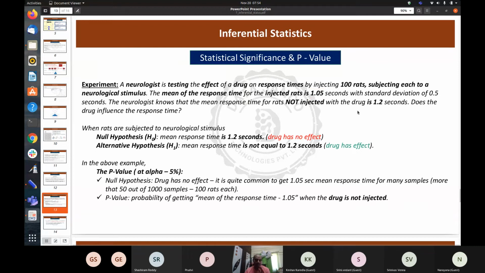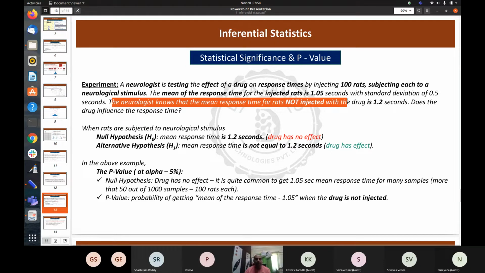We'll look into standard deviation in a moment, right? And you will say the mean response time is 1.2 seconds only. Generally accepted fact, I am saying. The neurologist knows that the mean response time when not injected with the drug is 1.2 seconds. What does that mean? If you only injected the stimulus, then it will take 1.2 seconds to respond. No drug, it takes 1.2.